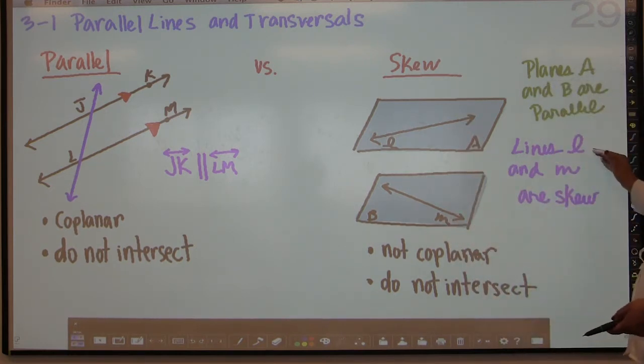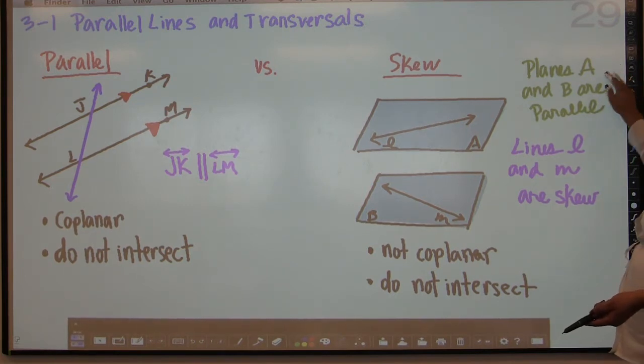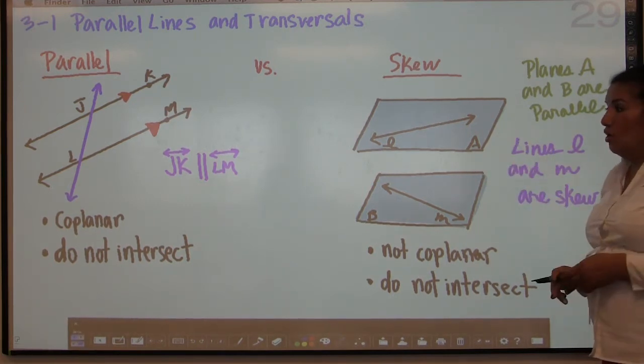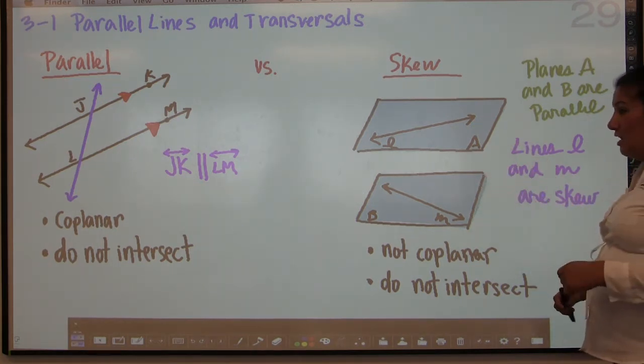So here we have line L and line M are skew, and of course when we talk about planes, there's not really any such thing as skew planes. You have planes A and B are parallel because they never touch. That's pretty obvious. So this is the easy way of looking at skew lines. There's actually a more complicated way.